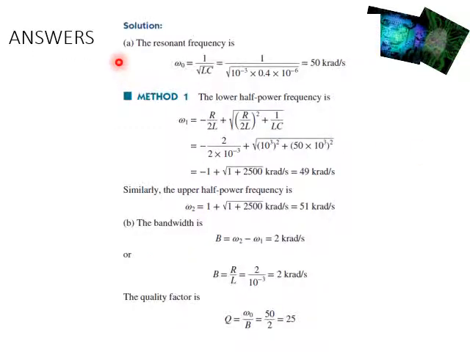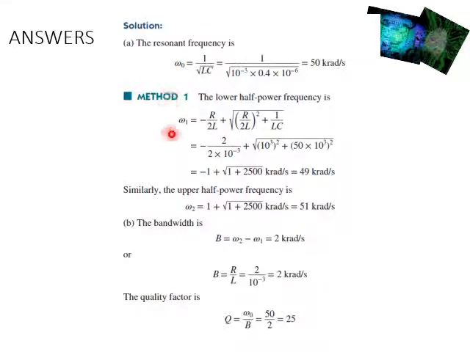A. The resonant frequency omega naught can be calculated using this formula, 1 over square root of LC. So we put the value of L, 1 millihenry, and C is 0.4 microfarad. Solving this, we have 50 kiloradian per second as omega naught.